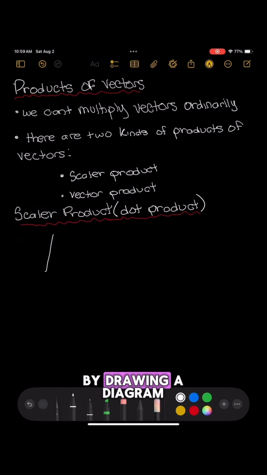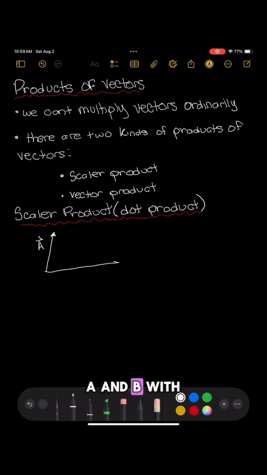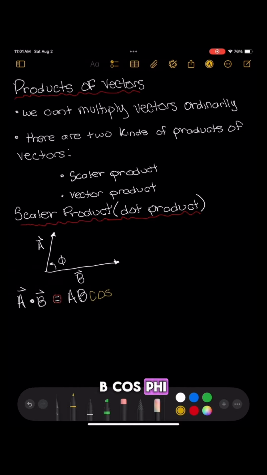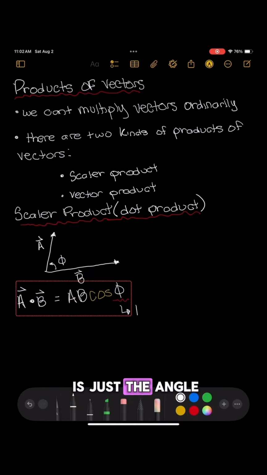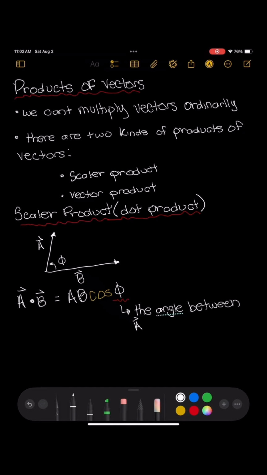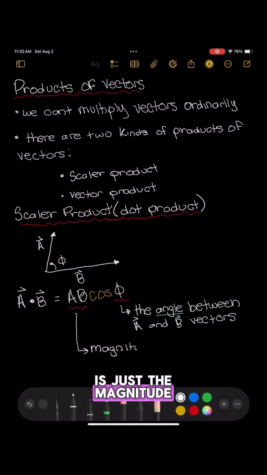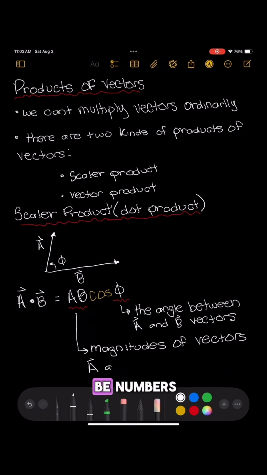So we can start by drawing a diagram with two random vectors a and b with the angle phi between them. And we can note the general formula would be a dot b equal to ab cos phi. And remember that phi is just the angle between the a and b vector. Also remember that a and b are just the magnitudes of the a and b vectors, so these will just be numbers.